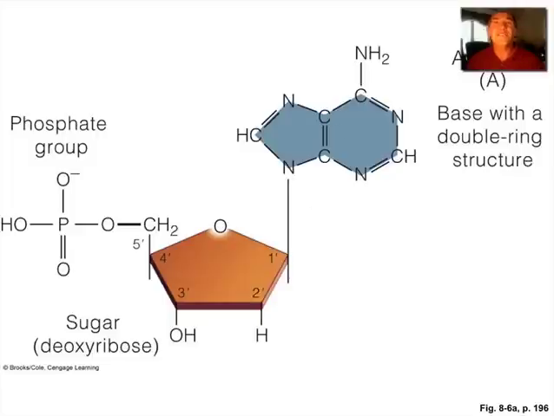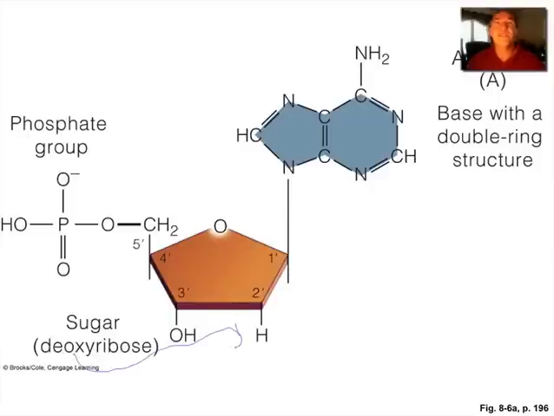Here's a single nucleotide. It has a sugar, it has a base, and it has a phosphate. Can you tell, is this deoxyribose or ribose? We're missing the oxygen here, so this is obviously deoxyribose. Deoxy, because you're missing that oxygen.